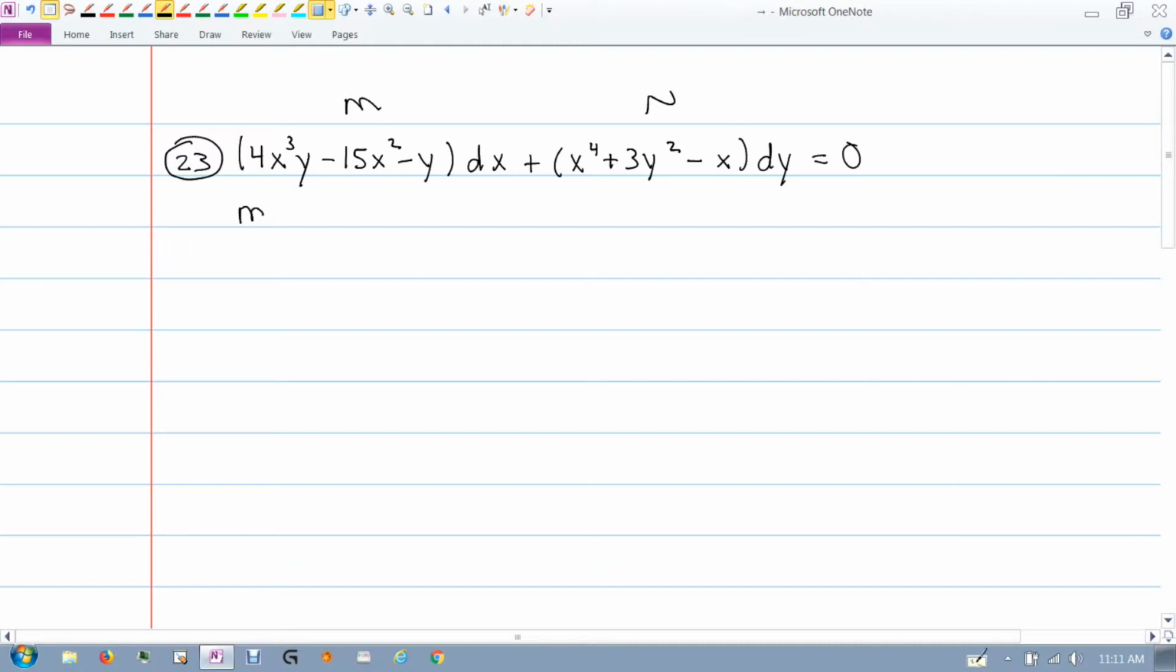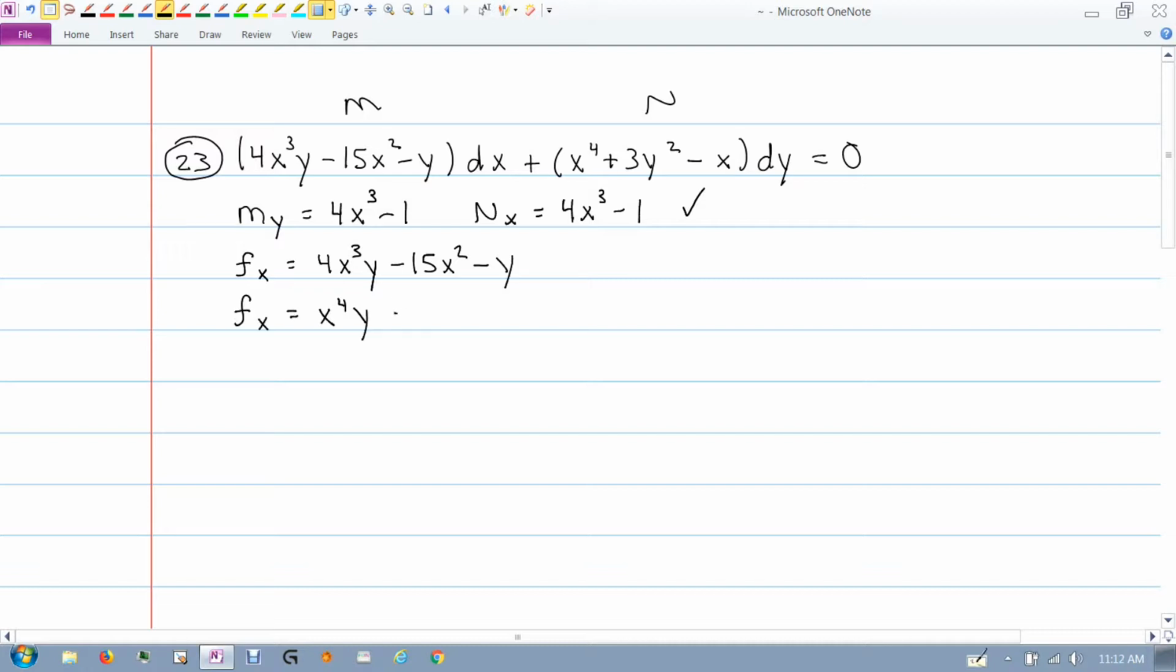So partial of m with respect to y is 4x cubed and then minus 1. Partial of n with respect to x is 4x cubed and then minus 1 again. So it is exact. Partial of f with respect to x must be m, so that's 4x cubed y minus 15x squared minus y. So we integrate that with respect to x, and we just get x to the fourth y minus 5x cubed minus xy plus some possible function of y.